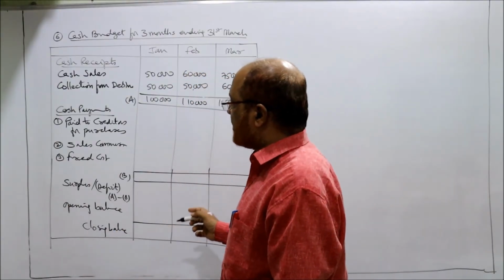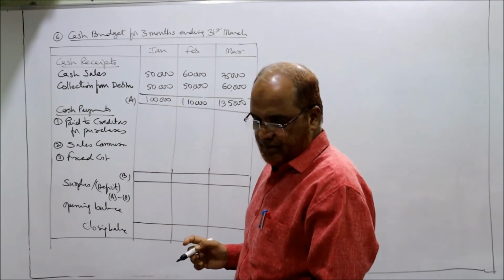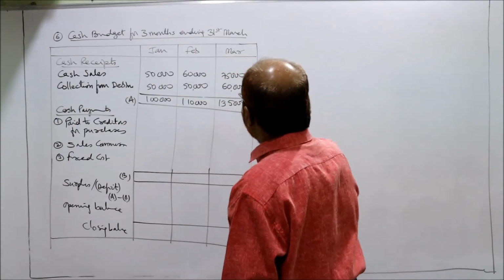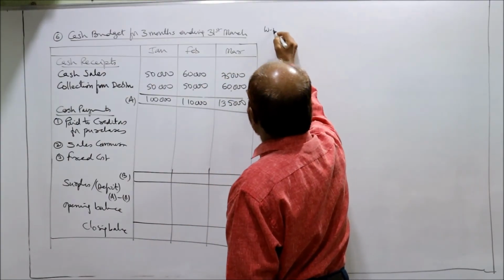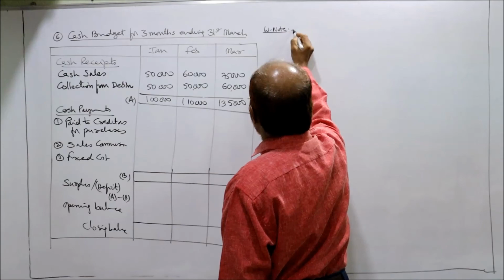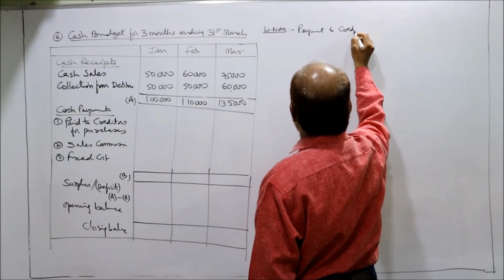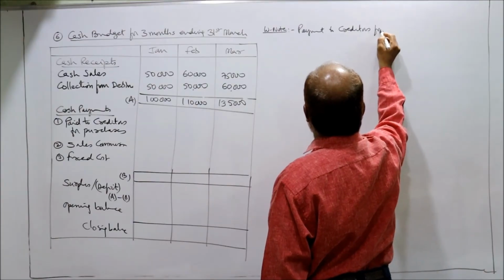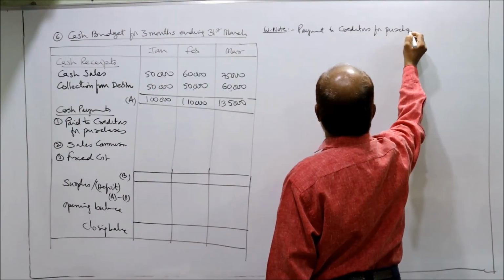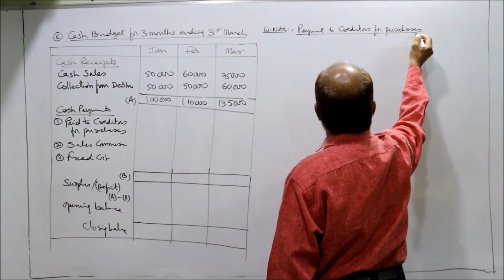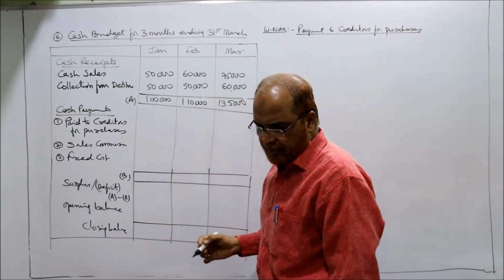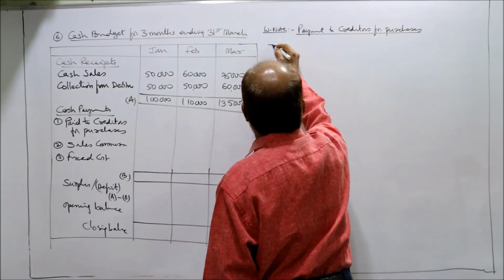Payment to creditors for purchase. This we have to make the calculations in working note. In working note, payment to creditors for purchases.